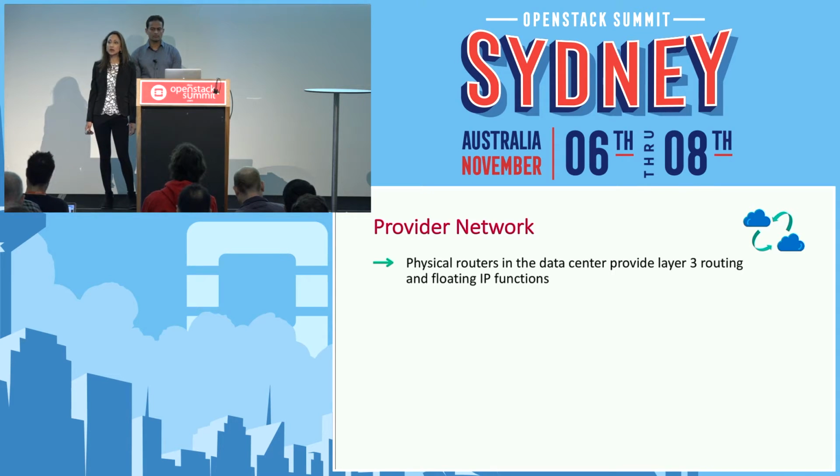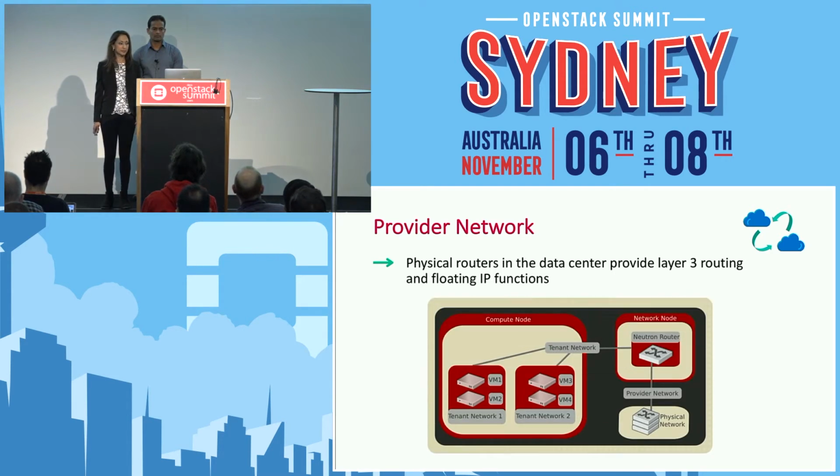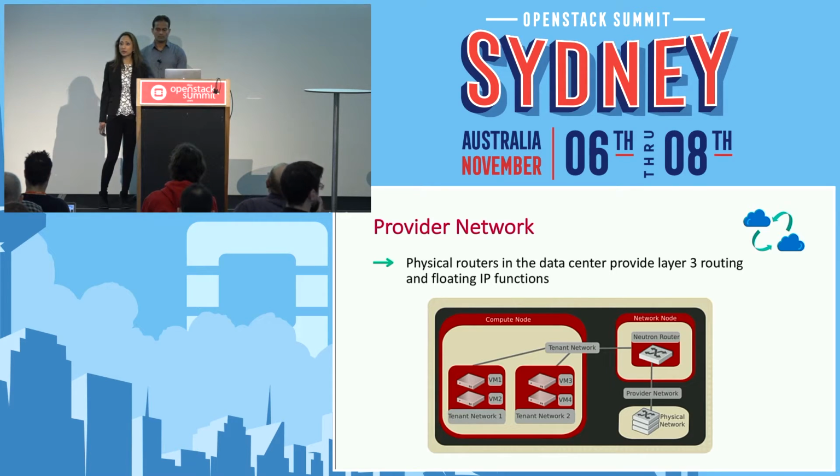So it is the physical routers in the data center that provide both floating IP functions and layer 3 routing. So this is what the whole picture looks like. Here you have two project networks that are then connected to a virtual router at the network node, and this in turn connects via the provider network to physical routers in the data center.